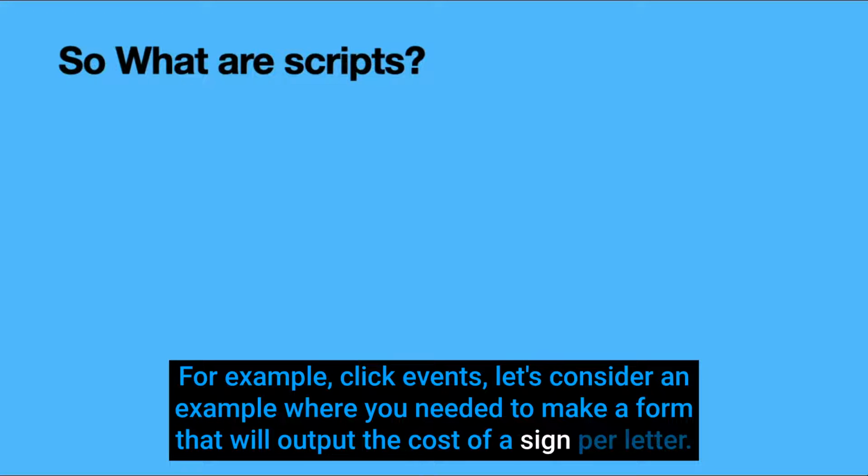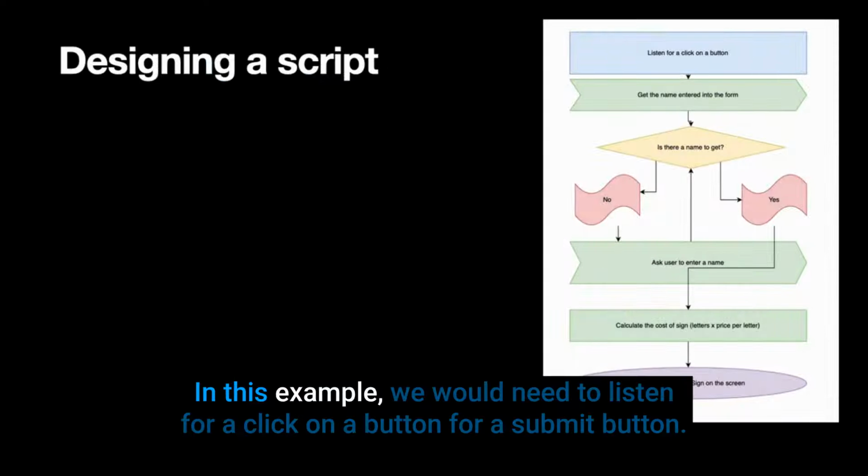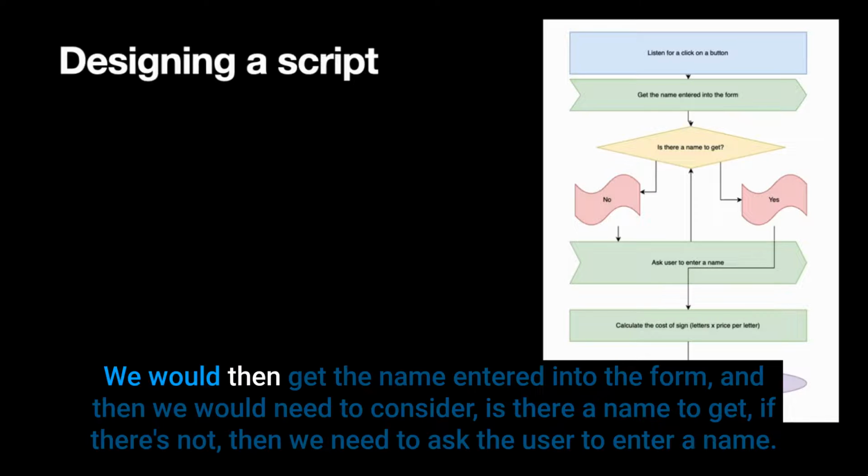Let's consider an example where you needed to make a form that will output the cost of a sign per letter that is input into the form. In this example, we would need to listen for a click on a button for a submit button. We would then get the name entered into the form.